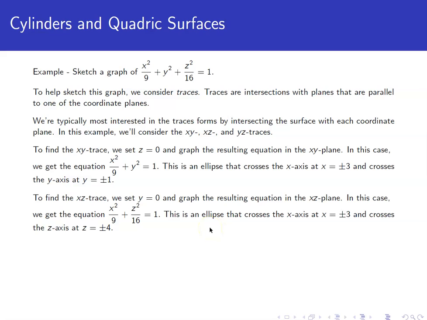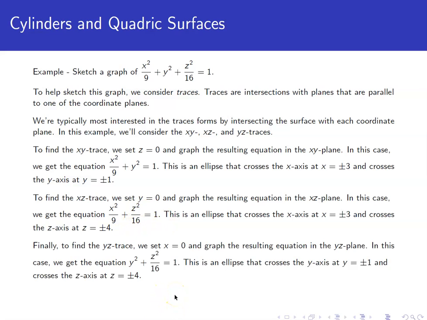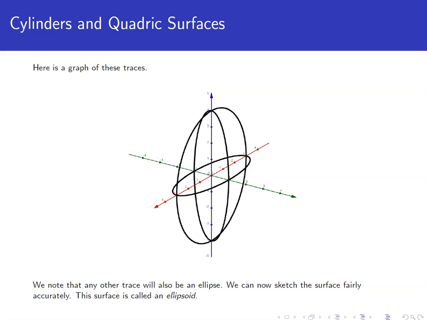Similarly, if we do the xz trace, we'll set y equal to 0. We get another ellipse. In this case, we still cross the x-axis at plus or minus 3, but now we cross the z-axis at plus or minus 4. Finally, if we do the yz trace, setting x equal to 0, we get another ellipse that crosses the y-axis at plus or minus 1 and the z-axis at plus or minus 4. So let's see if we can get these traces in here.